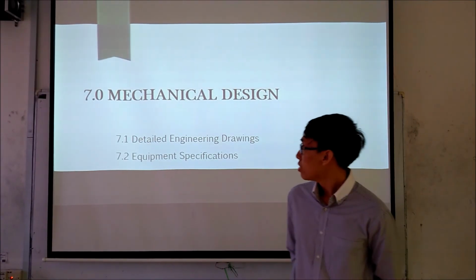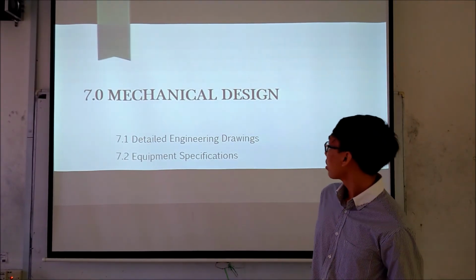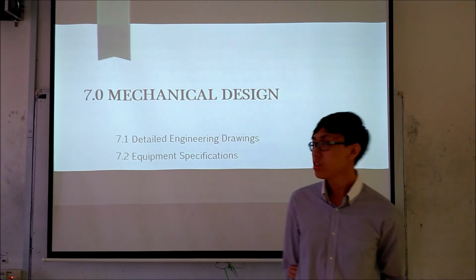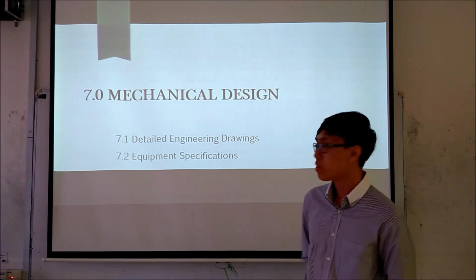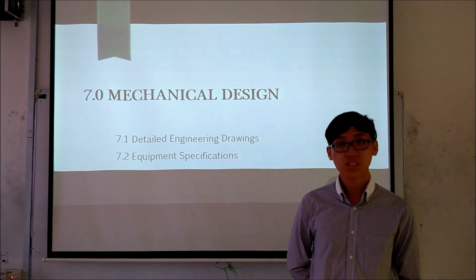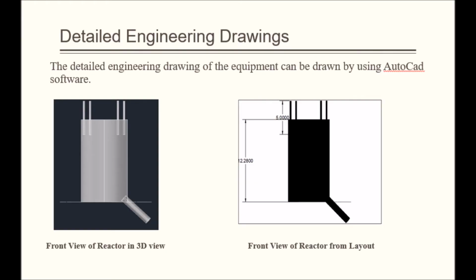Now I will talk about chapter 7, which is mechanical design. This chapter consists of detailed engineering drawing and equipment specification. The detailed engineering drawing of the equipment can be drawn by using AutoCAD software. This is the front view of the reactor in 3D view, and this is the front view of the reactor from layout.